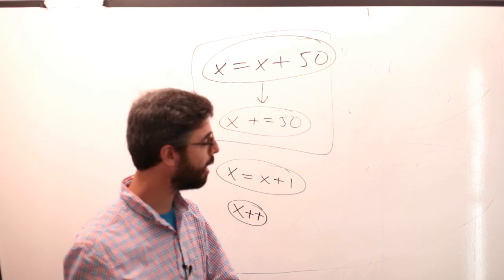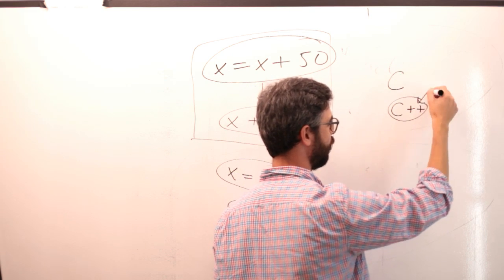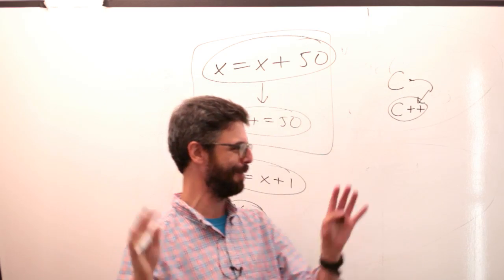If you thought about it, there's a programming language called C, and there's a programming language called C++, which is like the next version of C. It's not exactly accurate, but close enough.